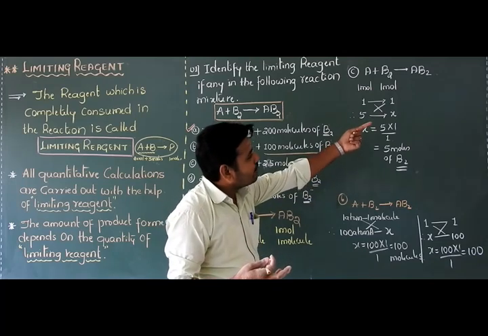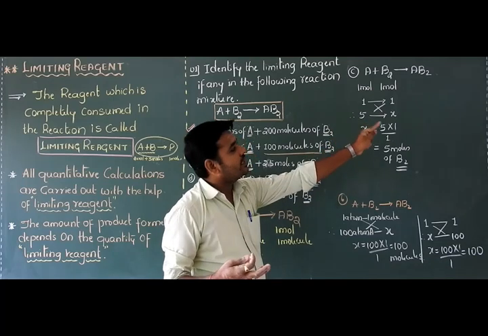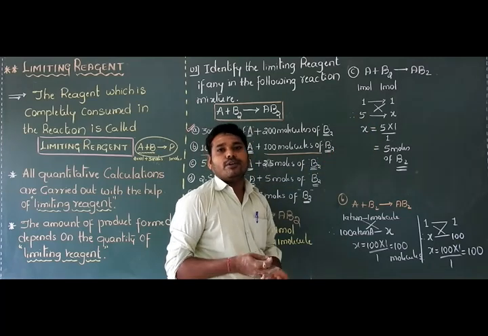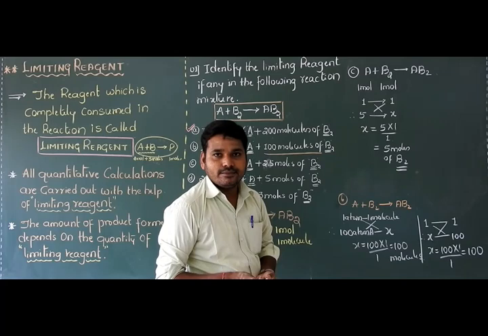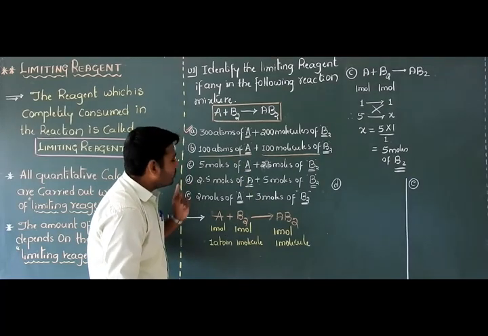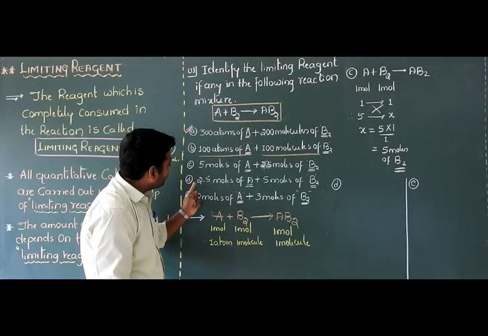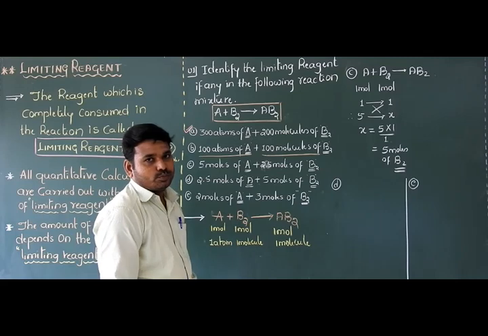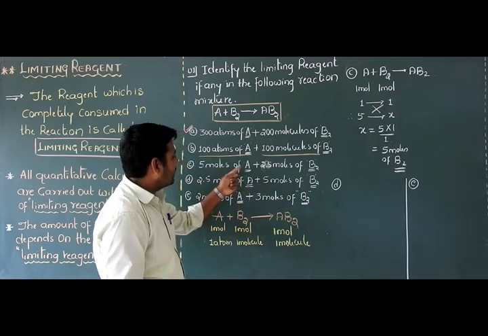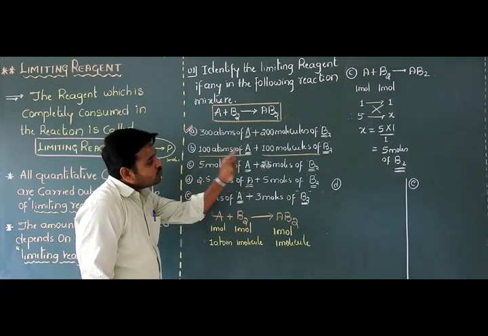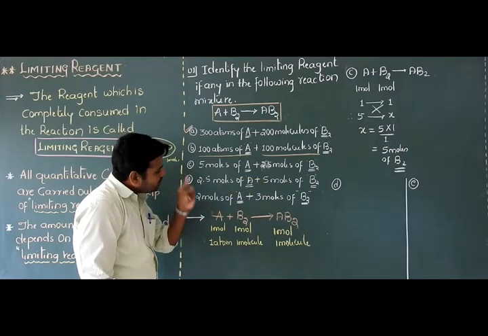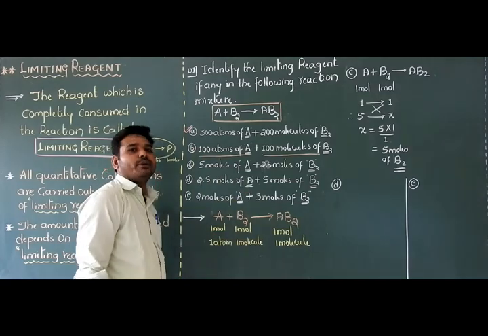Otherwise, you can take the number of moles of A and calculate the number of moles of B, or take the number of moles of B and calculate the number of moles of A. Is it clear? Now the fourth problem. The fourth problem in this question is 2.5 moles of A plus 5 moles of B2. Look, in the previous case 5 moles of A and 2.5 moles of B2 were given, but in this fourth problem 2.5 moles of A plus 5 moles of B2 are given.